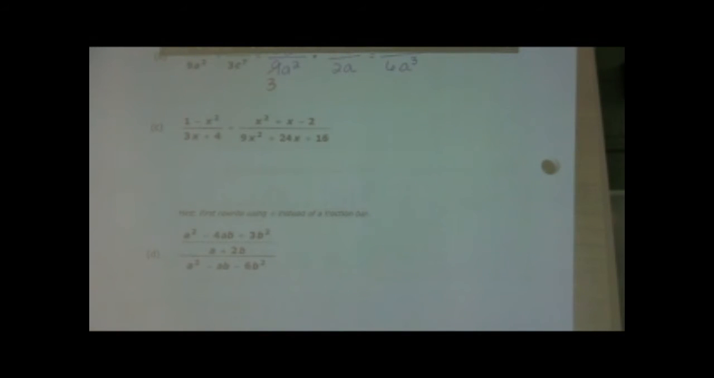So we're going to factor while we change to multiply and flip, okay? So the first thing I'm going to do, factor this first fraction. So I have 1 and an x squared. This is the difference of two squares, the square of 1 and the square of x. But this is not x plus 1, x minus 1, because the 1 is first and the x is our second. So it's 1 plus x, 1 minus x. On the bottom, I have 3x plus 4, and there's nothing I can factor out of this.